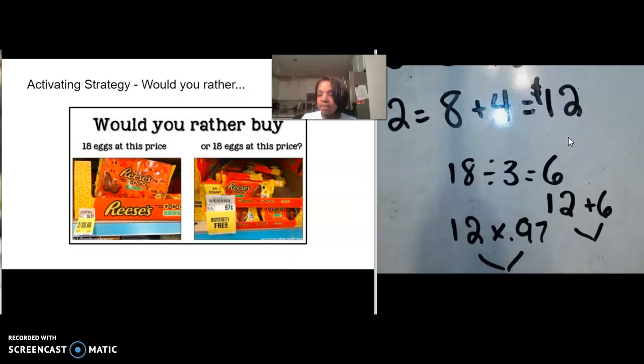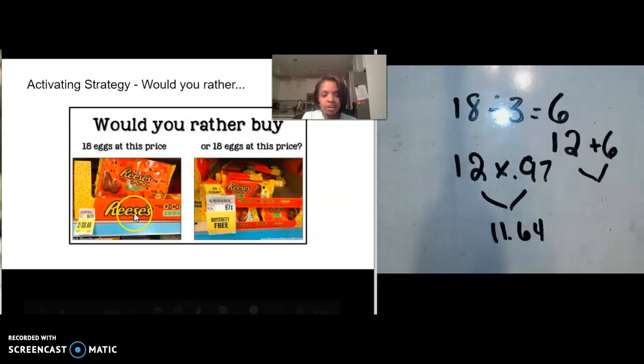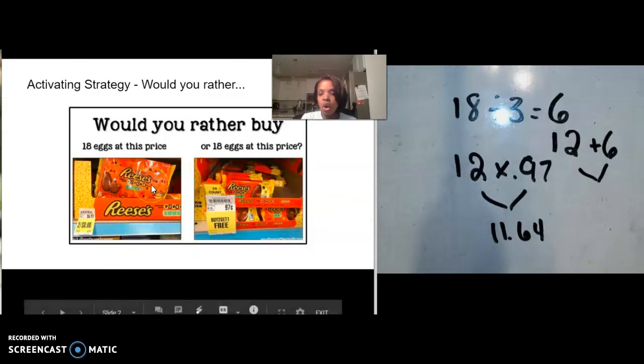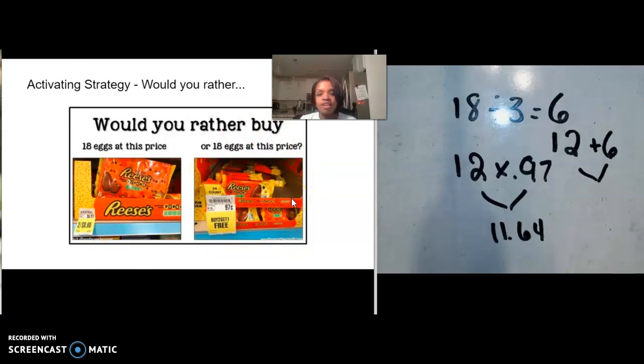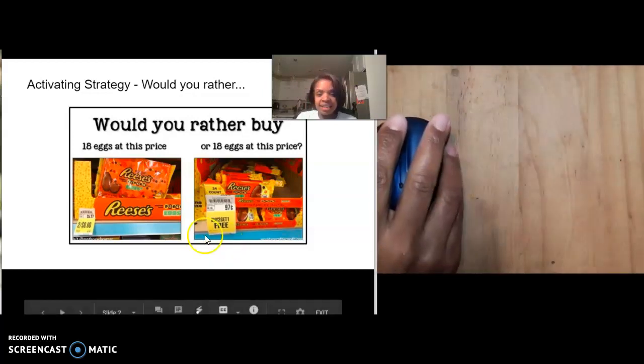So would you rather buy 18 eggs over here for $12 or 18 eggs over here for $11.64? Well, I'm going to pick $11.64 because that would save me money. All right, so we've got that.